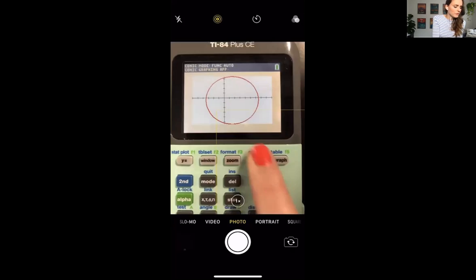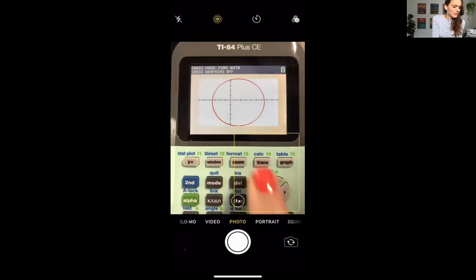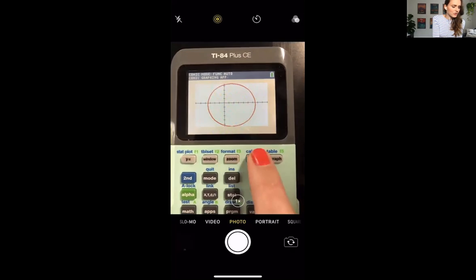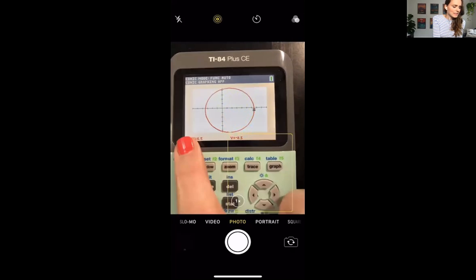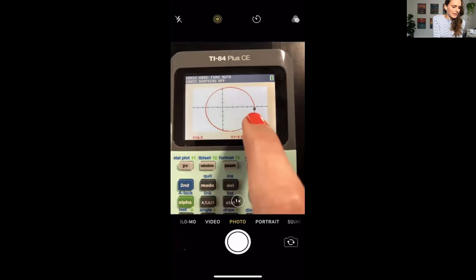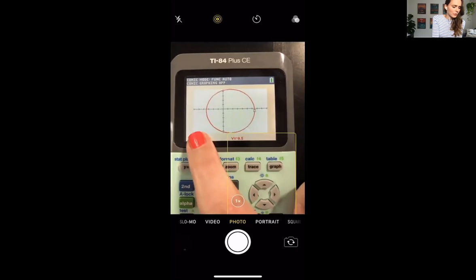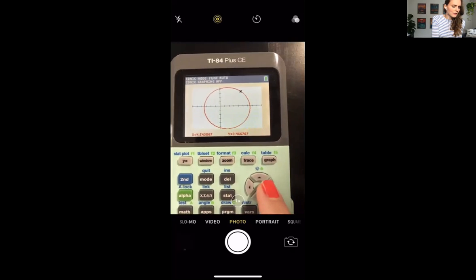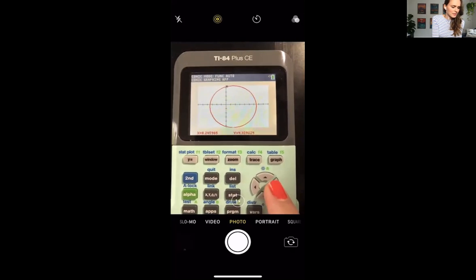And to move around on the circle, you can't just use these arrow buttons right away. You first have to press the trace button. Now I can see that the maximum x distance on this side is 6.5. I'm going to use my cursor and press to the right. It kind of goes counterclockwise on this.